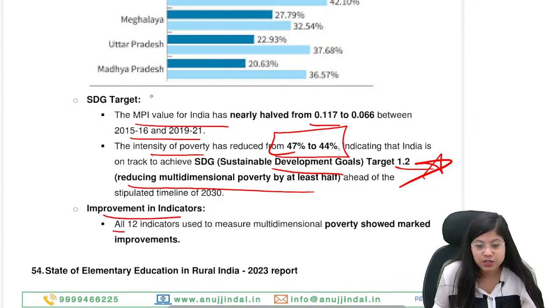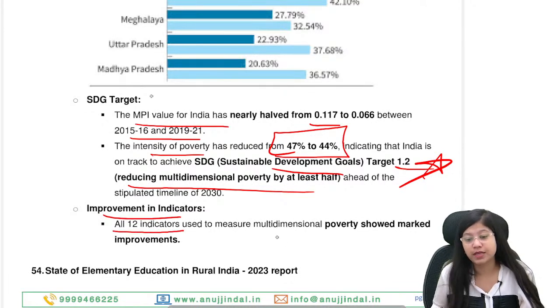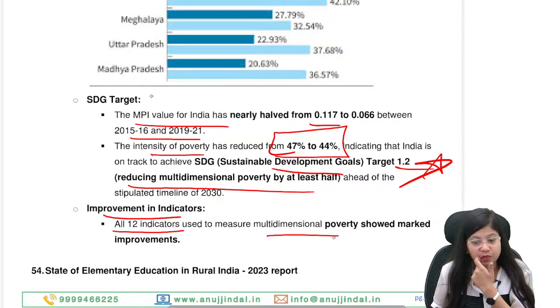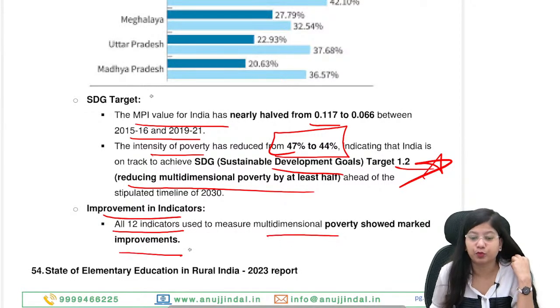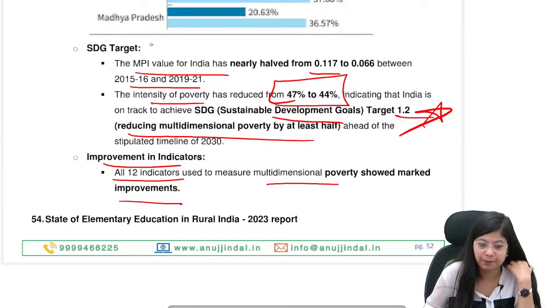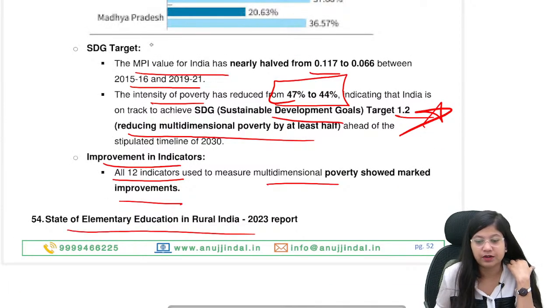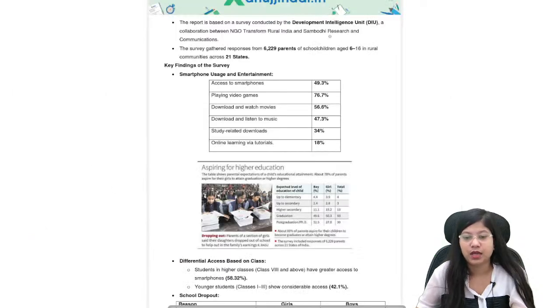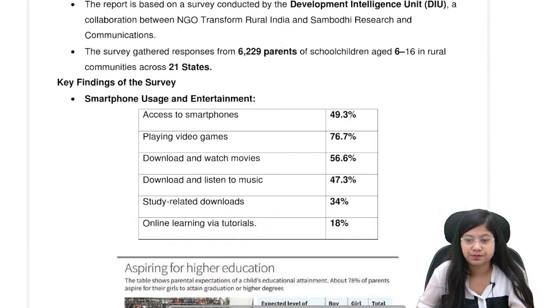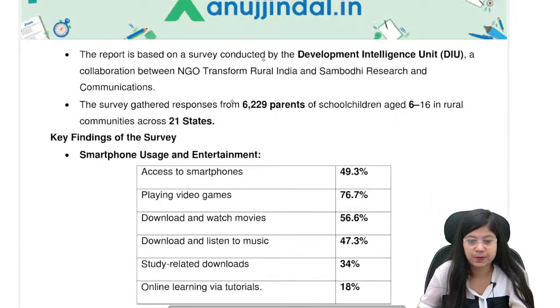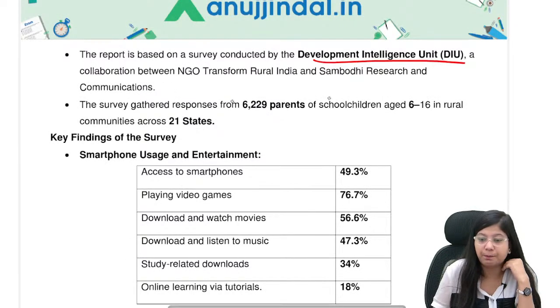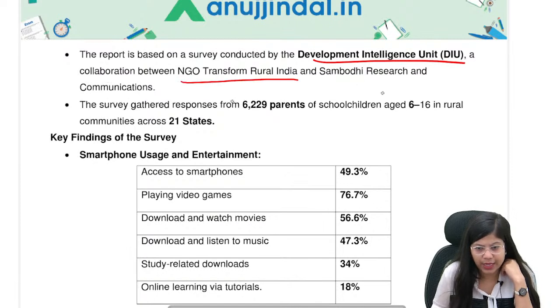Improvement in indicators. All 12 indicators used to measure multidimensional poverty showed marked improvements. Okay, so that was the multidimensional poverty index of India. Next is your State of Elementary Education in Rural India report. Okay, so the report is based on a survey conducted by the Development Intelligence Unit in collaboration with an NGO Transform Rural India and Sambodhi Research and Communications.